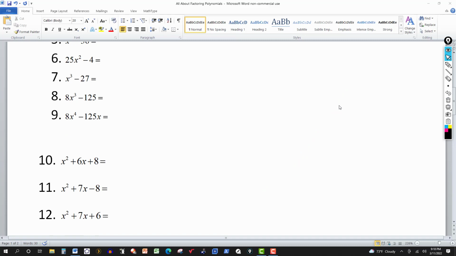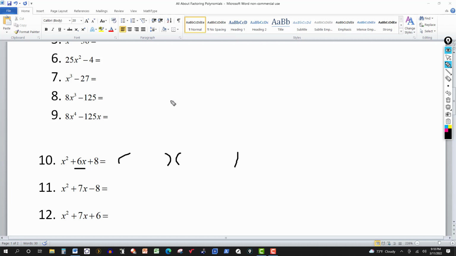Okay, now we get to trinomials. Now we'll look at first, most of these are going to be the first two here, where the coefficient of the square term is a 1. Those are the easiest ones to factor, because if the coefficient of the square term is a 1, then all you have to do is find factors of the third term, or the last term here, that add up to this middle term.